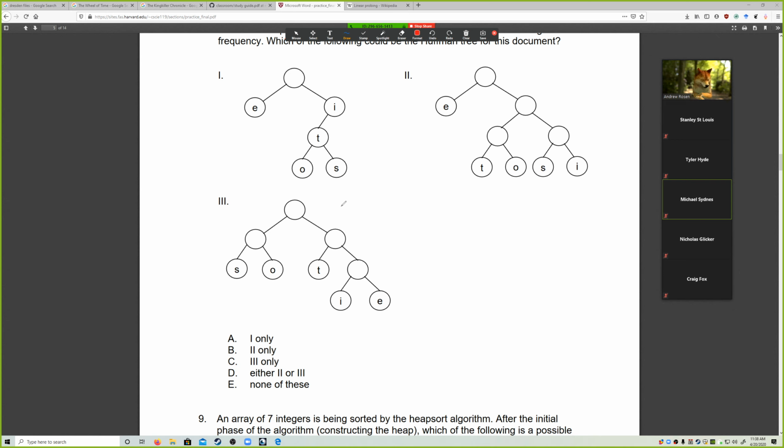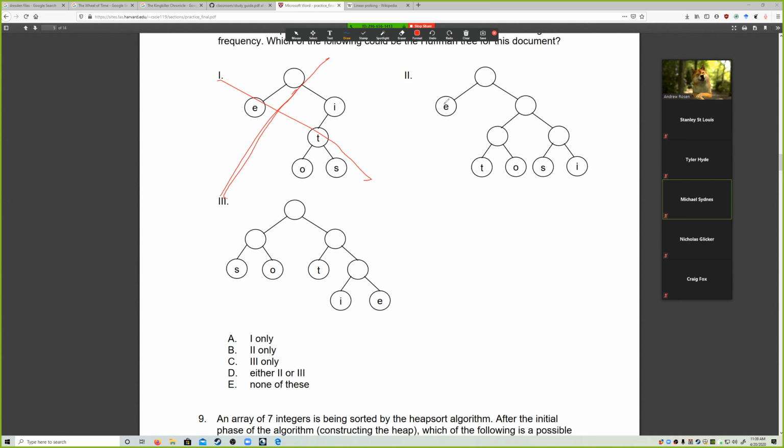Okay. So, which of the following could be a Huffman tree for this document? E and I are the highest frequency, so they appear the most frequently in this document. So first off, 1 is not a Huffman tree. It violates one of the fundamental rules of Huffman trees: all the nodes have to be at the bottom. All the nodes have to be leaves. And the other thing is the more frequent node should be closer to the top.